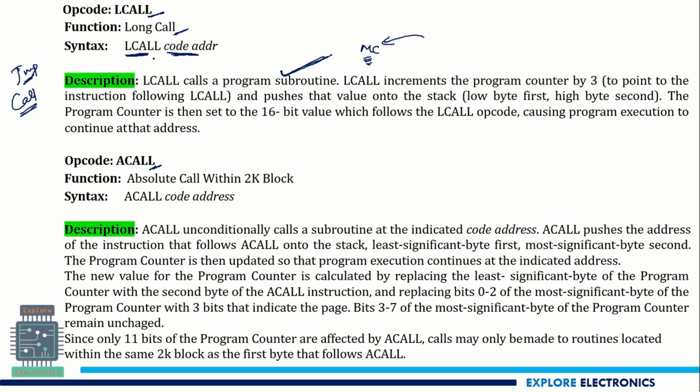This uses the stack pointer and pushes the value onto the stack, and then the program counter will be set to the value called by the LCALL, and then it executes the subroutine. Similarly, we have the absolute call. This absolute call, as we saw in the previous case, is within a 2K block of address. For more information, you can read this content.